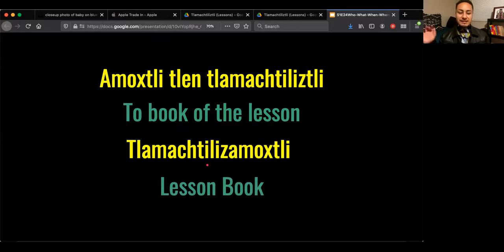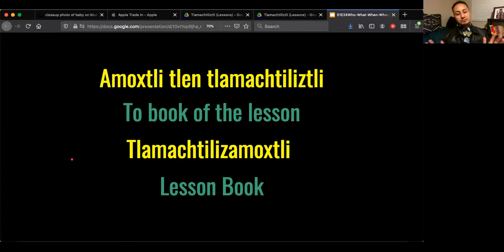So tlen substitutes, or you can use it to break up bigger words like tlamachtilis amoshli. This tlamachtilis amoshli would be lesson book, because tlamachtilisli means lesson. But you could write it as amoshli tlen tlamachtilisli to mean the book of the lesson. So it's a little bit clunkier, but you'll see that sometimes because the words can be really long in Nahuatl, you might see native speakers just split it up. Like if you want to say the teacher's lesson book, then you can construct it in Nahuatl as temachtika tlamachtilis amoshli, that would be one word in Nahuatl, the teacher's lesson book.